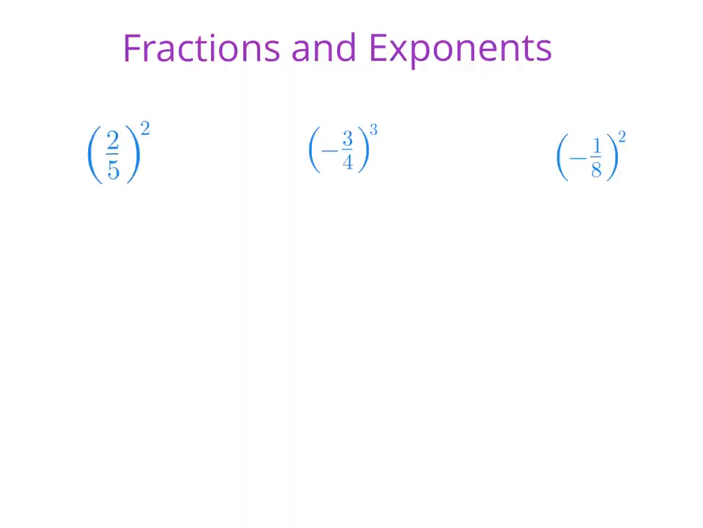Alright, last part of the video is just evaluating fractions with exponents. So, 2/5 squared just means 2/5 times 2/5. So, we know we can multiply fractions by just multiplying straight across. 2 times 2 is 4, 5 times 5 is 25.